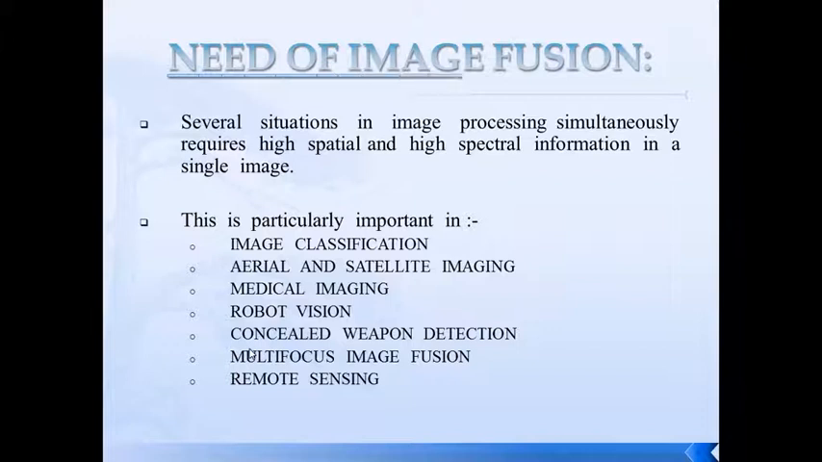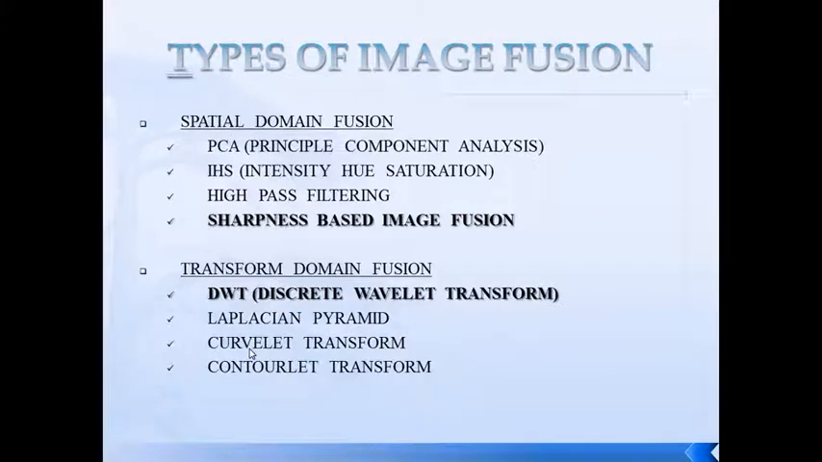So, what's the need for image fusion? Various features of image fusion are applied in areas such as image classification, robot vision, medical imaging, satellite imaging, even concealed weapon detection. All these areas can veritably use the advantages of image fusion. The different types of image fusion: broadly, we divide image fusion into two domains, that is spatial domain fusion and transform domain fusion. Of all the methods that are tabulated here, I used sharpness based image fusion from the spatial domain and the discrete wavelet transformation from the transform domain.